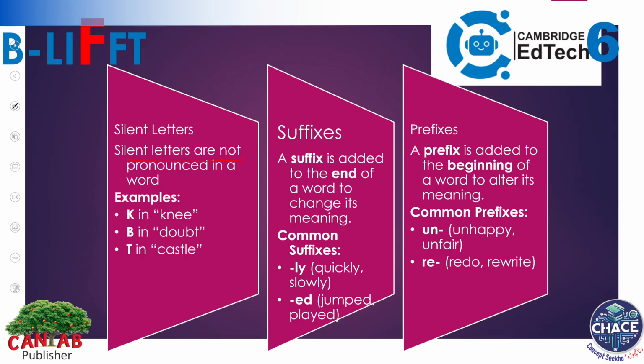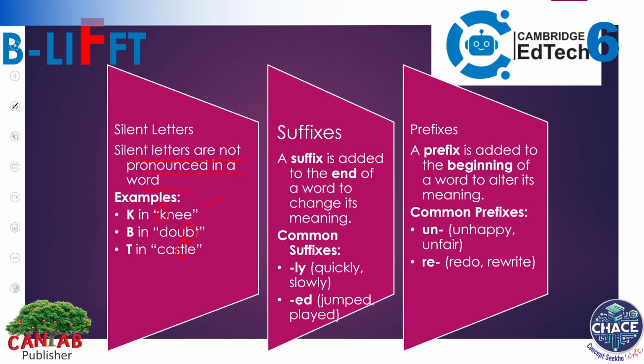Silent letters are not pronounced in a word. For example, in knee, the letter K is silent. In doubt, we do not pronounce the sound of P. In castle, the letter T is silent.